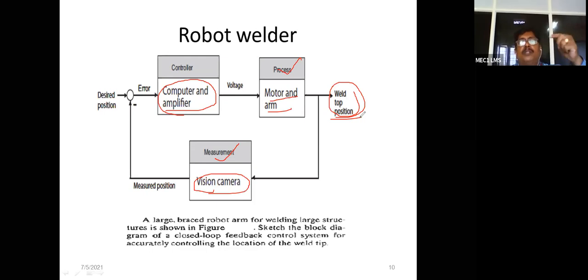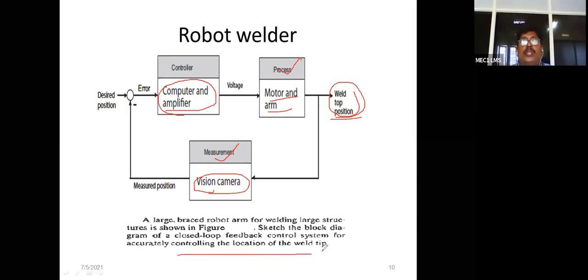So that means the robot arm will move so correctly to where the welding position is needed. That means it goes correctly to the tip of the welding position, and then it welds automatically without any human involvement.